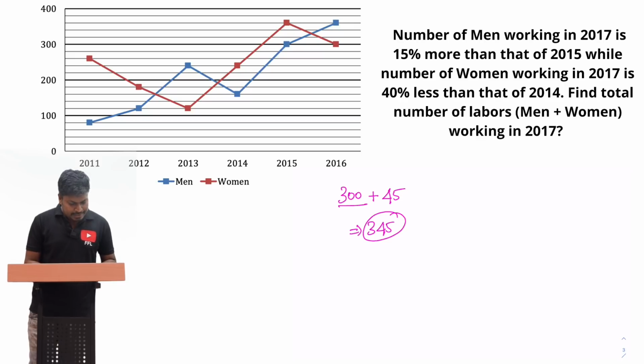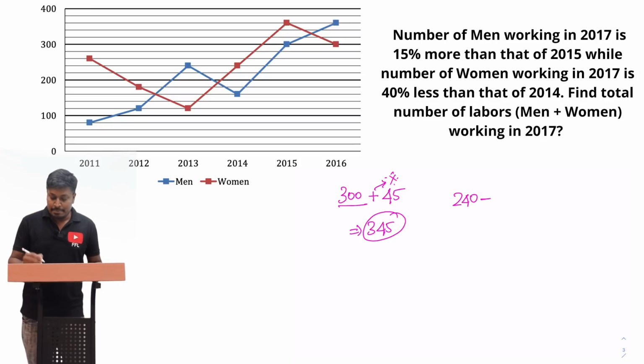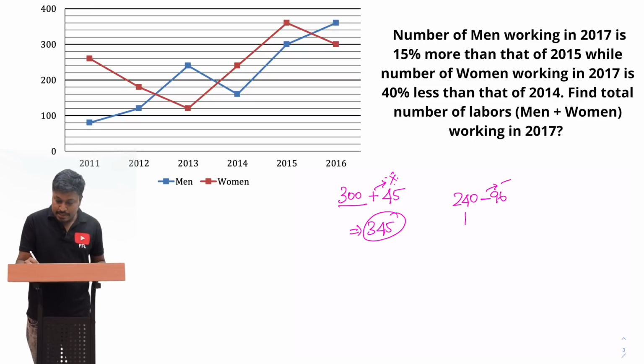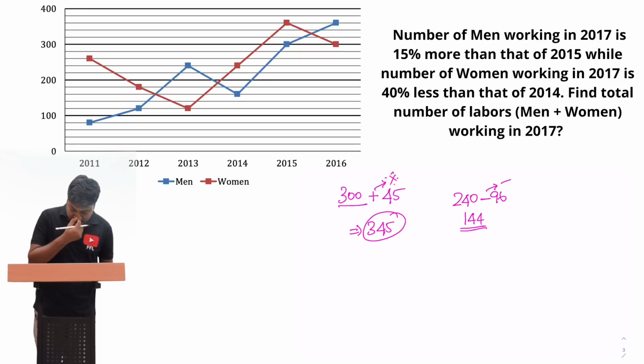Got it, friends? So now the next point: the number of women in 2017 is 40% less than 2014. In 2014, how many women are there? 240. Out of this 240, they are saying 40% less, so we have to subtract 40%. Here we have added, right? Why? Because there it is 15% more, but here it is 40% less. That's the reason we are subtracting the value. So 10% of 240 will be 24, so 40% will be 96. If you subtract, the result will be 144. Yes, 144. So find the total number of laborers working in 2017.